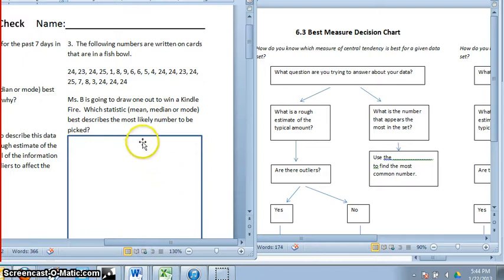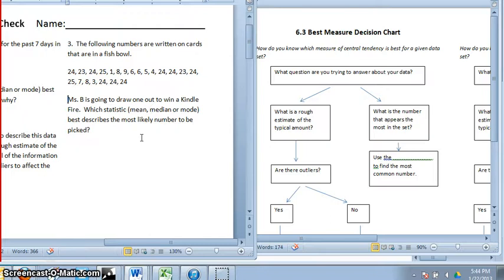The following numbers are written on cards that are in a fishbowl. Mrs. B is going to draw one out to win a Kindle Fire. Which statistic best describes the most likely number to be picked? Well, now we have a different question. We're asking which one describes the most likely number to be picked. So we no longer want a rough estimate of what's typical. We want which one appears the most. That's all we care about, which one is there the most. So we're going to use the mode to find the most common number.